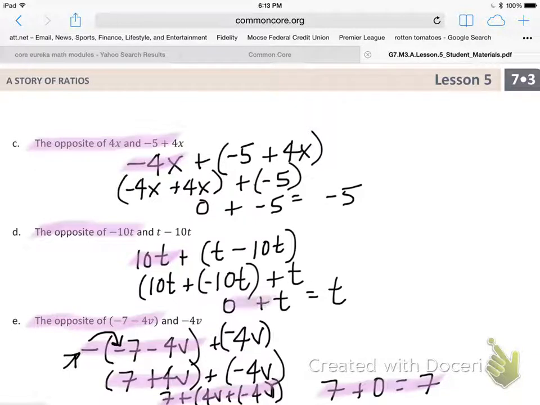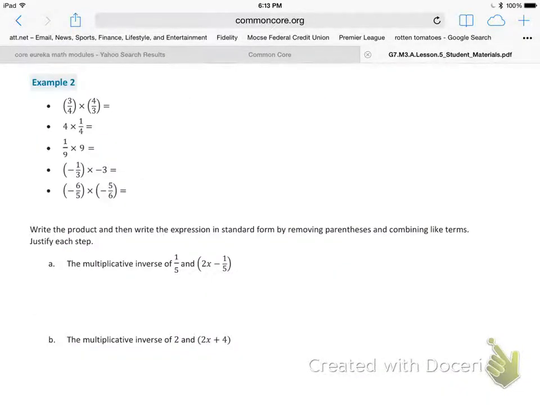Okay, so again, the answer to these problems, easy enough. The process is what I want you to practice with. Okay, we'll go ahead and do these problems. Example 2 here, they should look very, very familiar to you, and go ahead and complete those, and we'll come back and discuss.